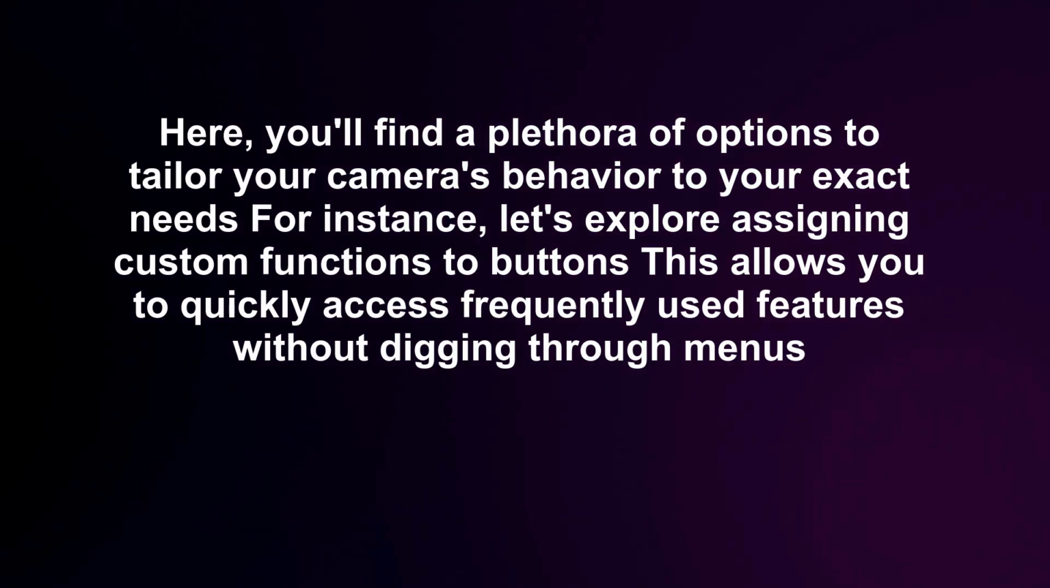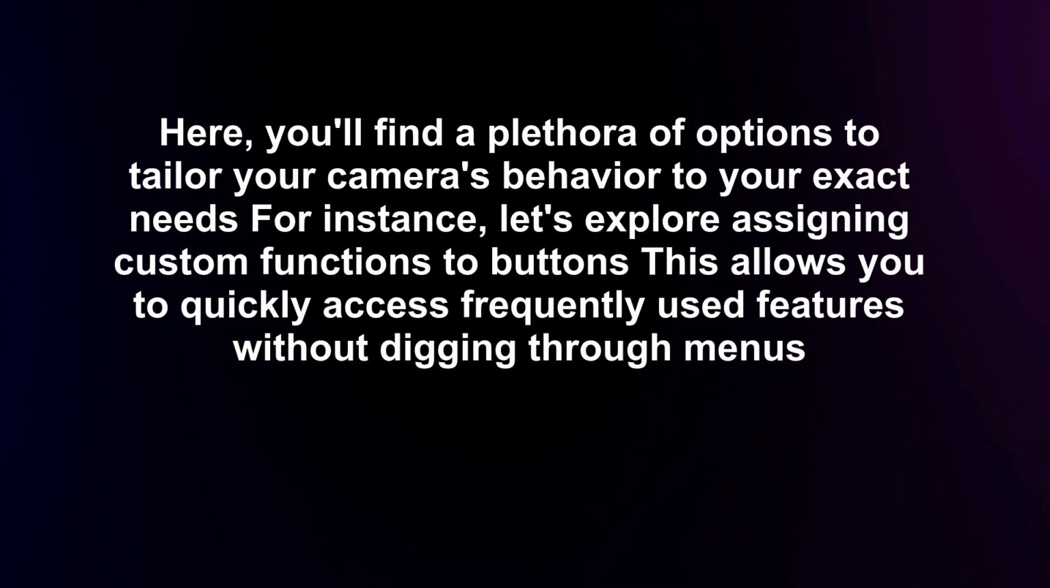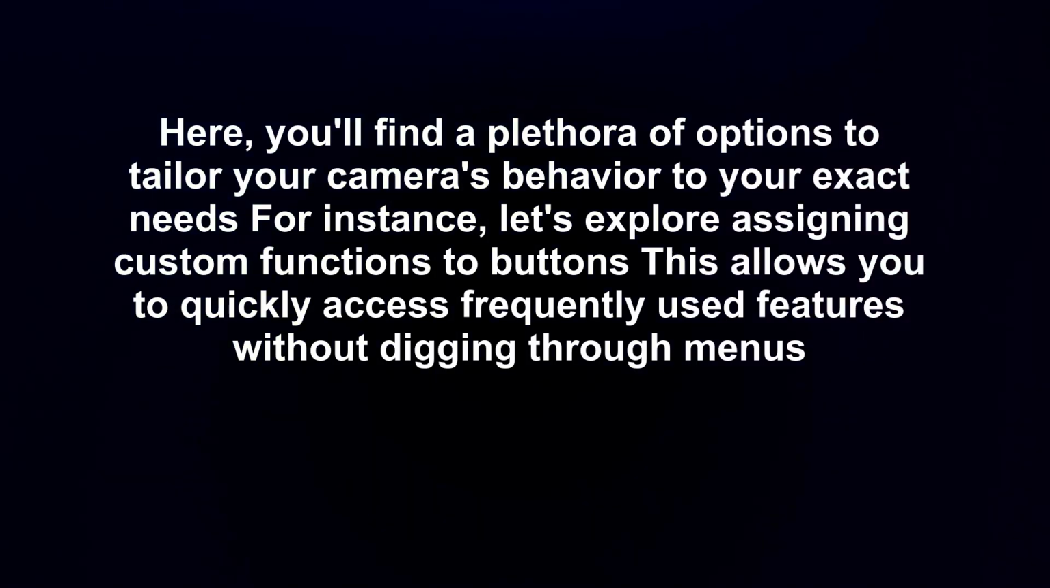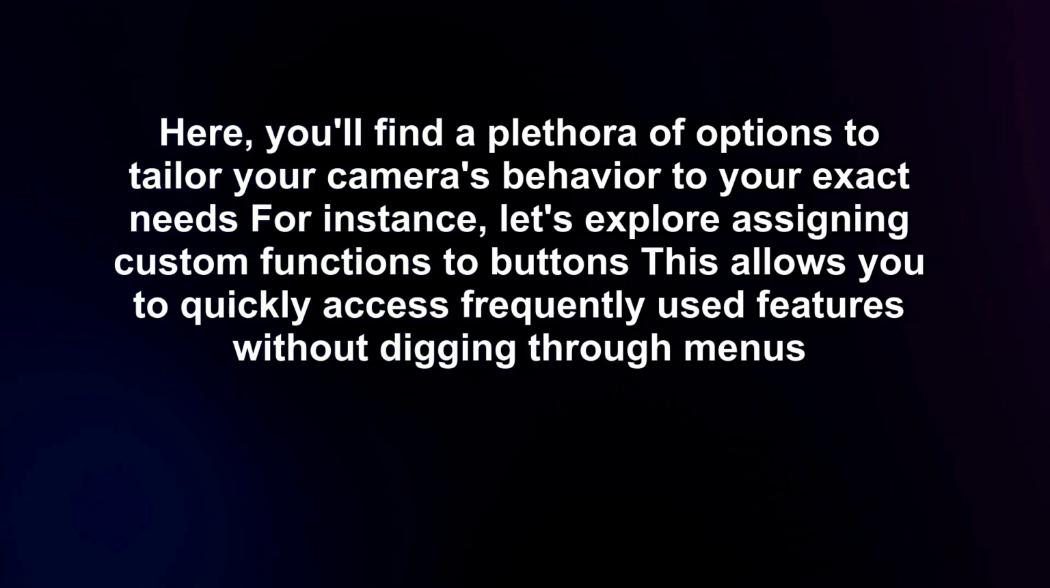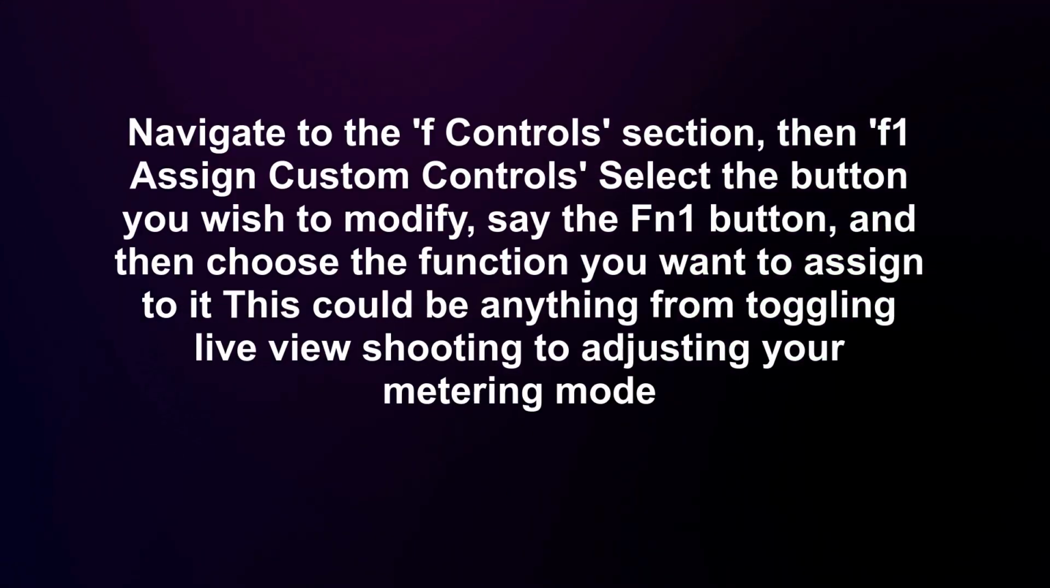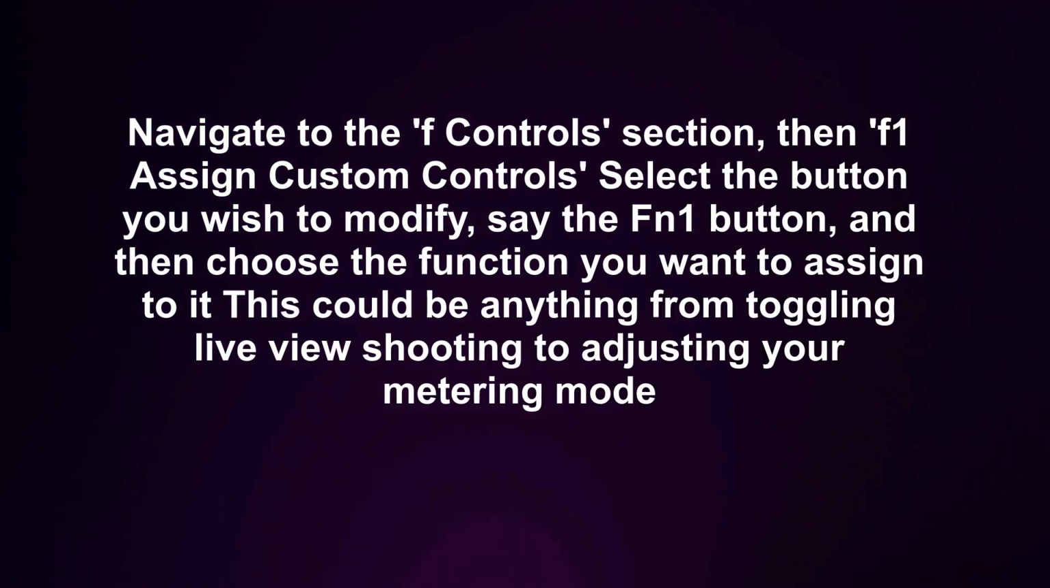Here, you'll find a plethora of options to tailor your camera's behavior to your exact needs. For instance, let's explore assigning custom functions to buttons. This allows you to quickly access frequently used features without digging through menus. Navigate to the F Controls section, then F1.